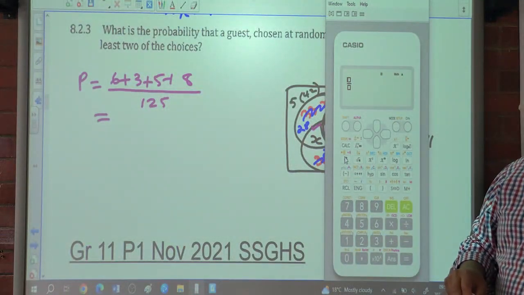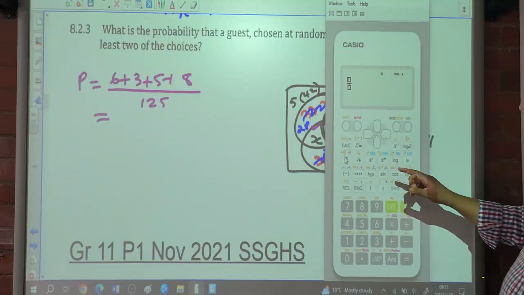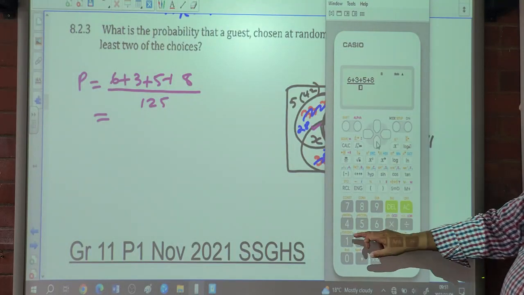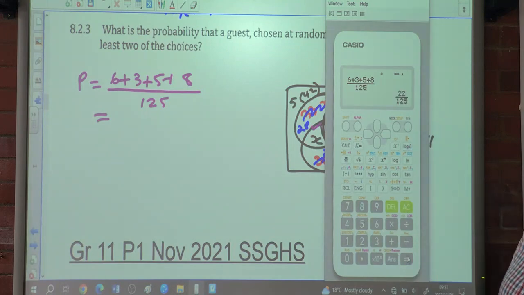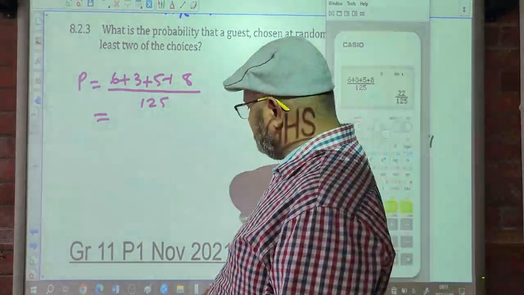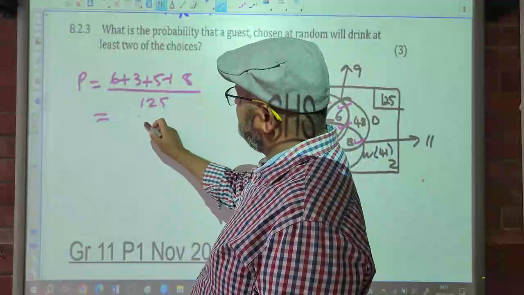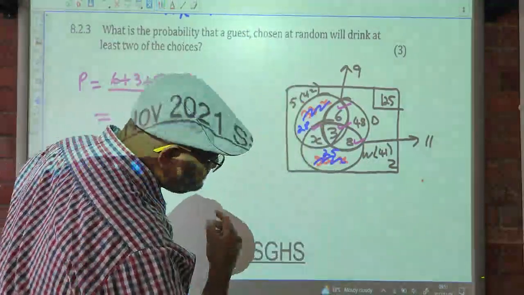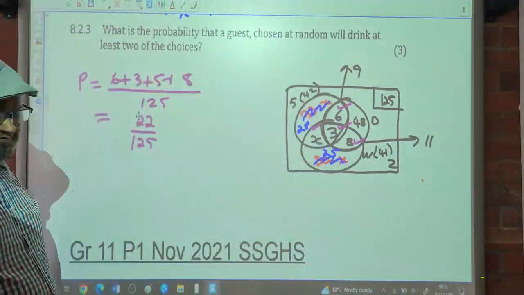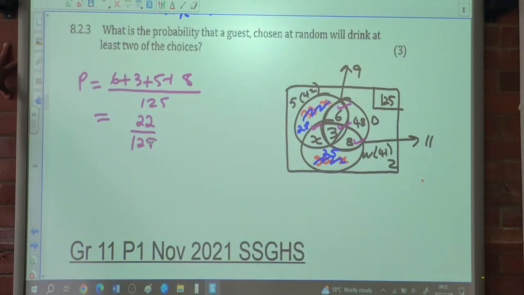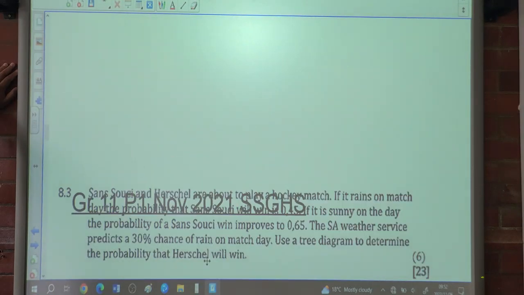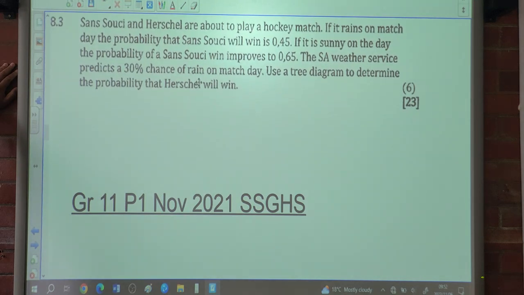Don't make a mistake. Okay? The 6 plus 3 plus 5 plus 8 is over 125. Gives us 22 over 125. Is that correct? Okay. Any confusion there? No? Last question.